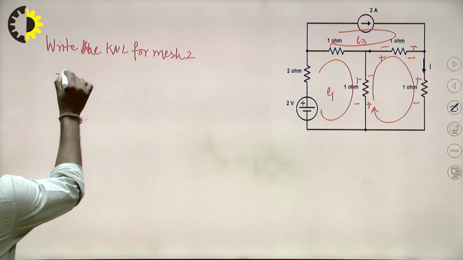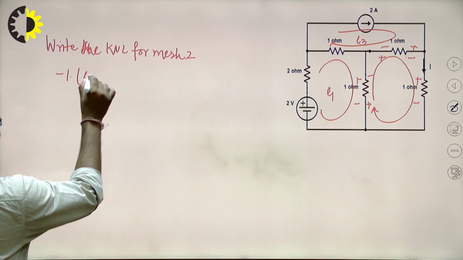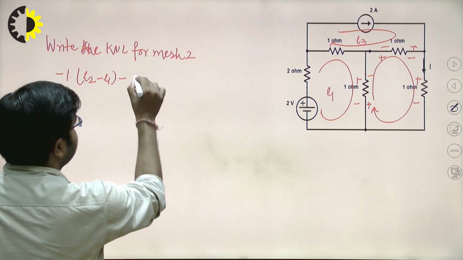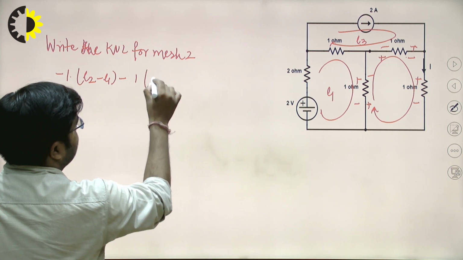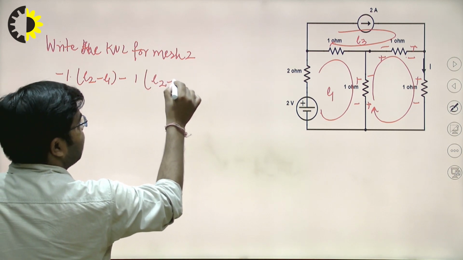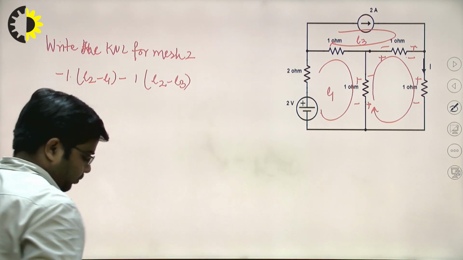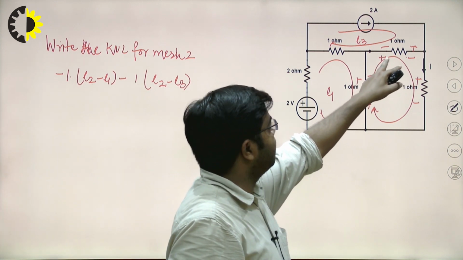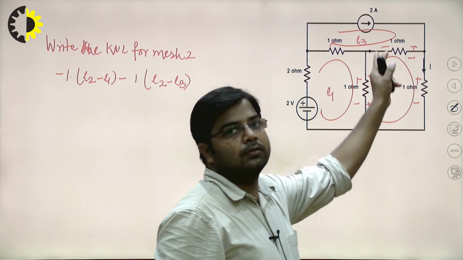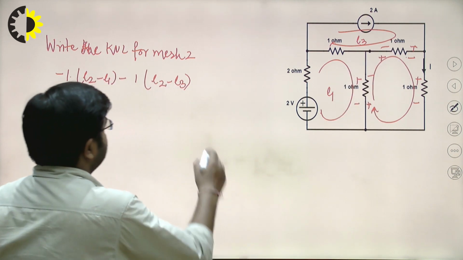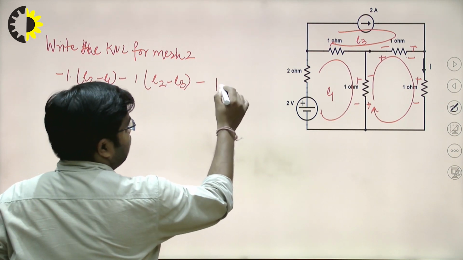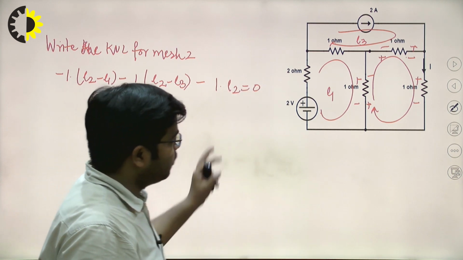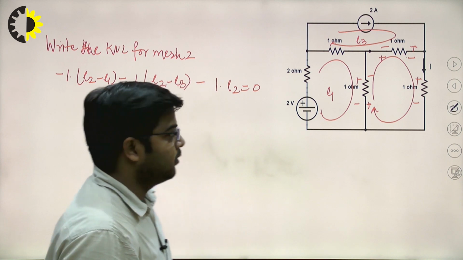So minus 1 into (I2 minus I1), then minus 1 into (I2 minus I3). This 1 into (I2 minus I3) is the voltage drop across this resistance. Then 1 into I2, that is equal to 0. So this 1 into I2 is the voltage drop across this resistance.